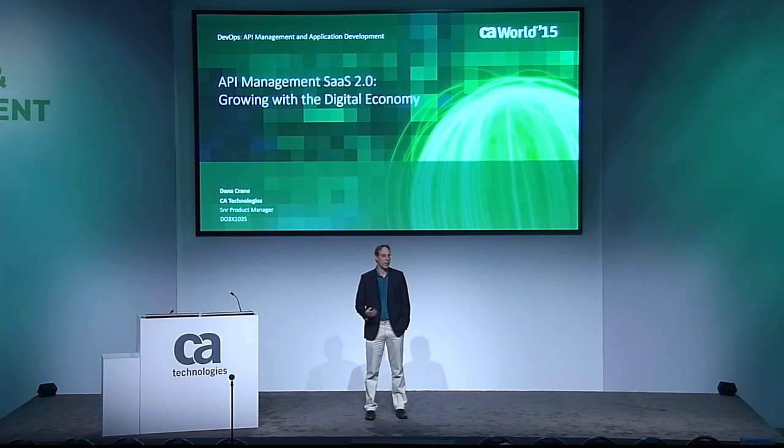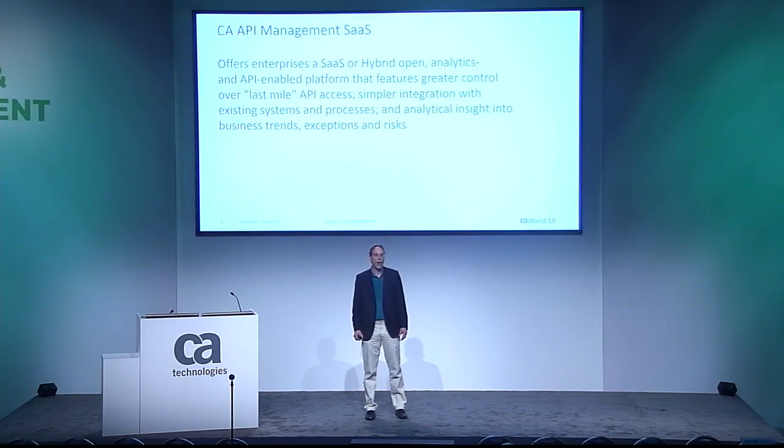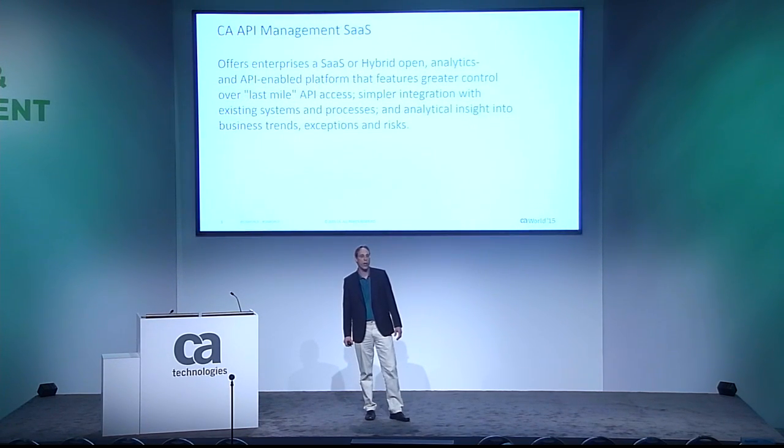So last year at this time at CA World, we were on stage talking about the first release of our SaaS portal, version 1.0. We're back again this year to talk about the evolution of that into a hybrid portal. So what we've got this time around is SaaS 2.0, which introduces a number of new paradigms. Number one is you can buy this as SaaS or as hybrid. We've also opened up the platform, so now it's actually API driven, and it's fully analytics capable as well.